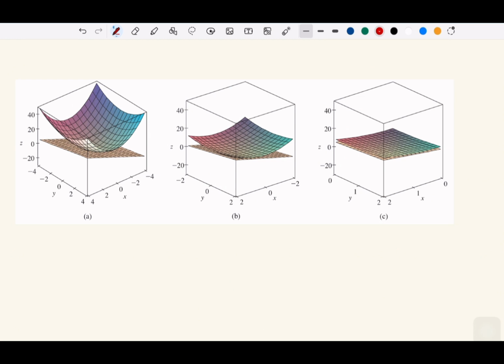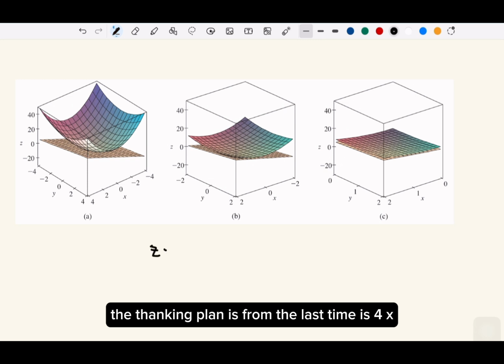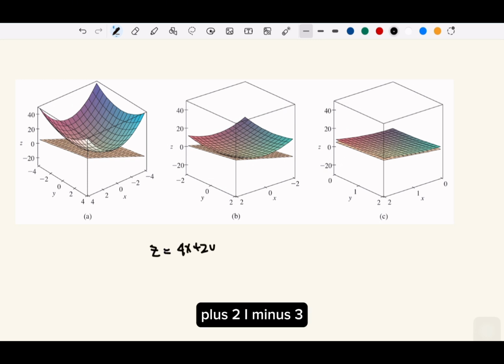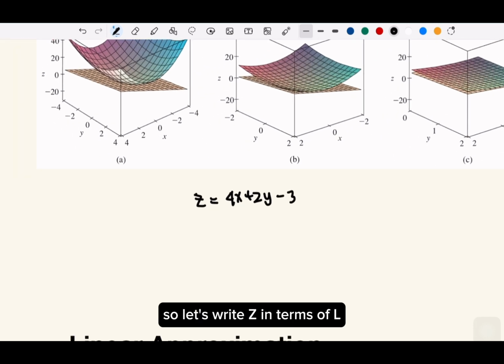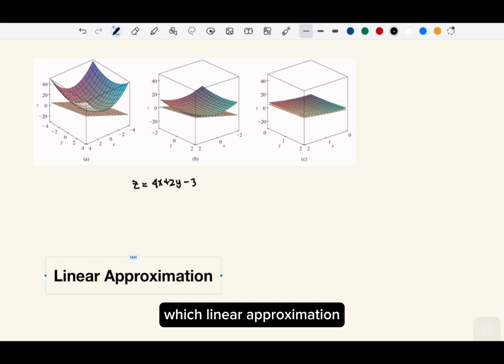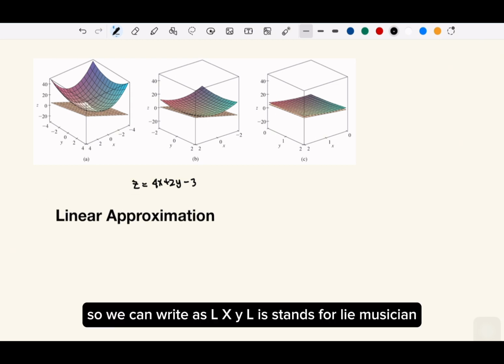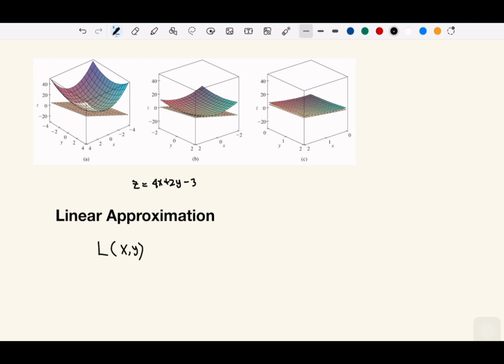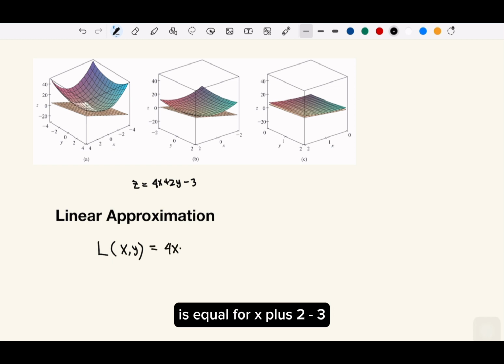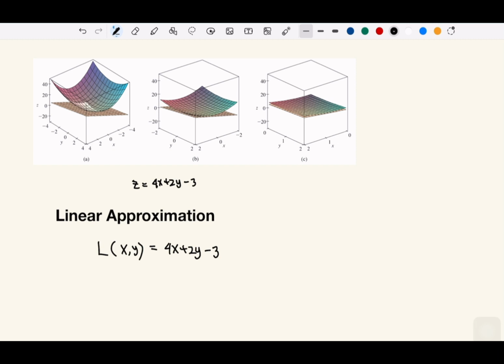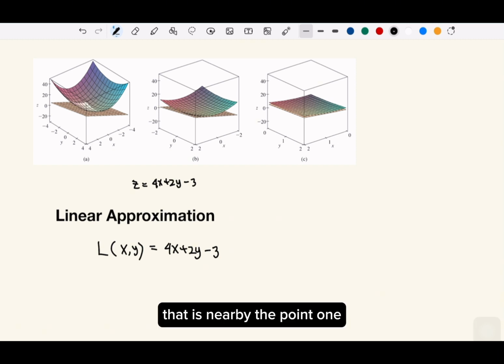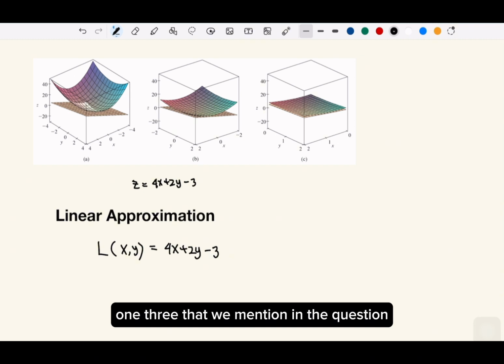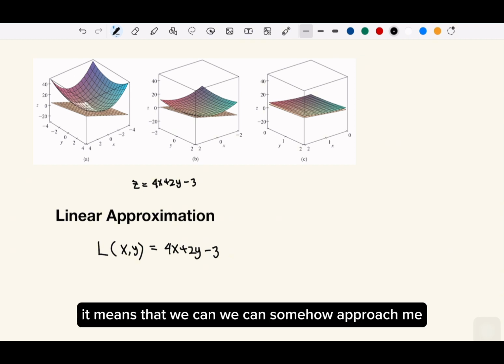So the tangent plane, from last time, is 4x plus 2y minus 3. So let's write z in terms of L, the linear approximation. So we can write it as L(x,y), where L stands for linearization, equal to 4x plus 2y minus 3. So what does this L mean? L means that if we put some point that is nearby the point 1, 1, 3 that we mentioned in the question, we can somehow approximate.